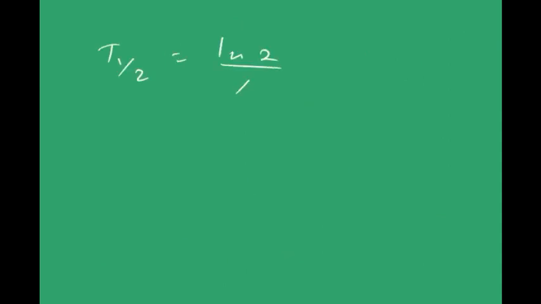T half can be written as ln 2 by lambda, right? But what is lambda? I just got it to be 1 by tau. So I can write it as tau ln 2. Now let us do this problem. Half-life of uranium-238. Uranium's atomic number is 92. This is undergoing alpha decay.